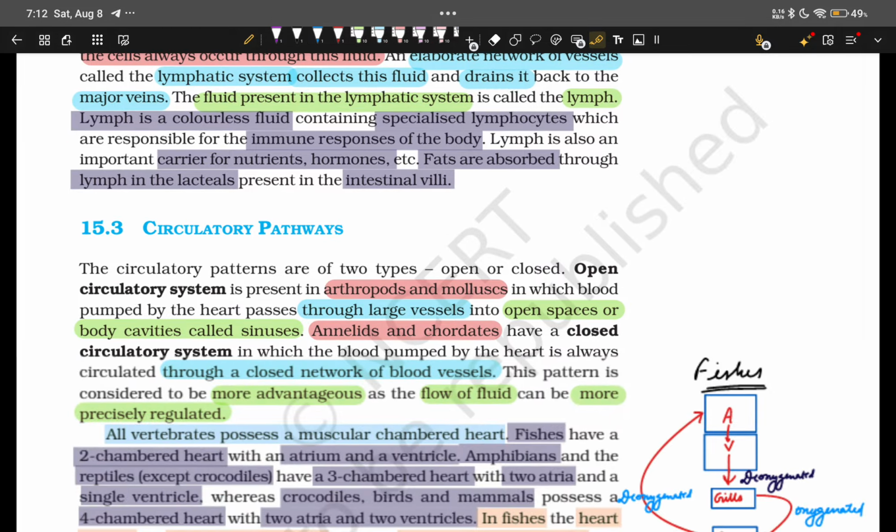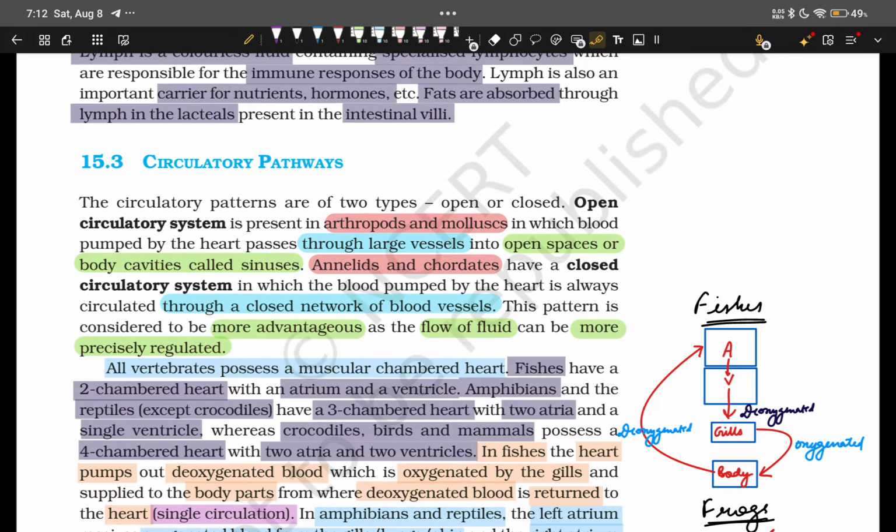Now we have circulatory pathways. Patterns are of two types: open circulatory system and closed circulatory system. Open circulatory system is present in arthropods and mollusks, where the heart pumps the blood and it passes through large vessels, remember this, into open spaces or cavities called sinuses. Annelids and chordates have a closed circulatory system. What does that mean? Blood is pumped by the heart, but it passes through a closed network of blood vessels.